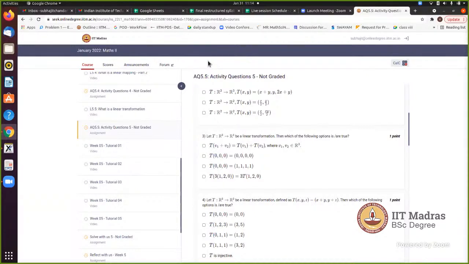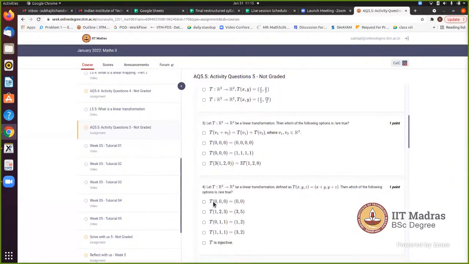A linear mapping itself is a linear transformation, but we use linear transformation only in the case of vector spaces. It is more general. Linear mapping is only from some Rn to Rm. But there can be different types of vector spaces. The set of matrices is a vector space, and in that case also we can talk about some mapping, and that is called linear transformation. Generally it goes from lower to higher dimension, but that is not necessary.